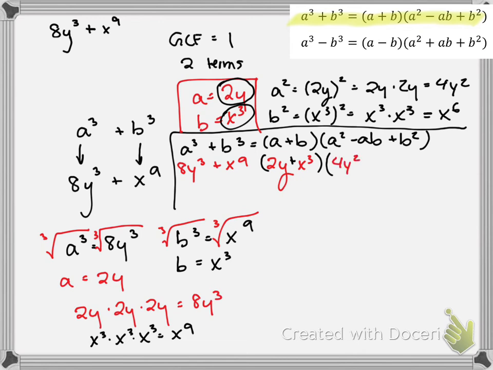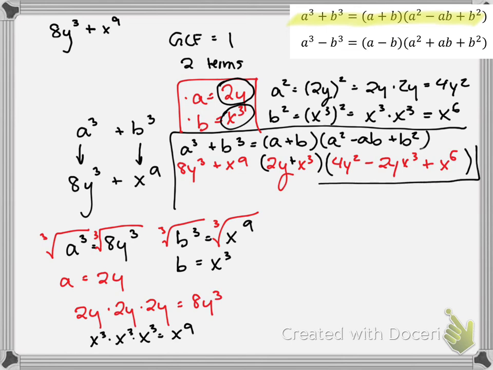So we have 4y squared minus... oops, I'm sorry, this is wrong. I apologize. Sorry, guys. Minus ab. So we're going back to this a, which is 2y, and this b, which is x cubed. Okay. So minus 2y x cubed plus b squared, which is x to the sixth. Okay. So this is our final answer.